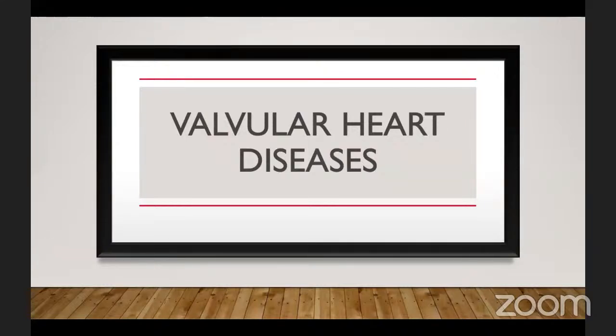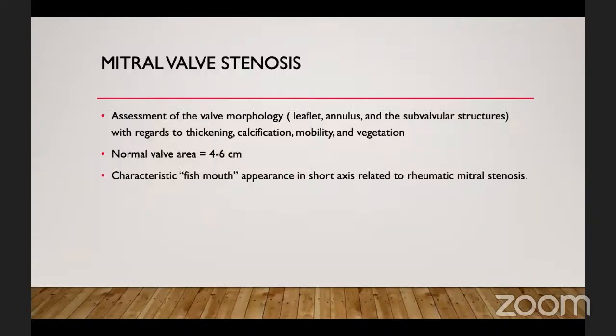The second part of the lecture will be about valvular heart disease. Starting with the first one, one of the most common pathologies seen is mitral valve stenosis. As a general rule, in the assessment of any valve, the assessment starts with the visual assessment of the valve morphology. For the mitral valve, we have the leaflets, the annulus, and the subvalvular apparatus, or the subvalvular structure.